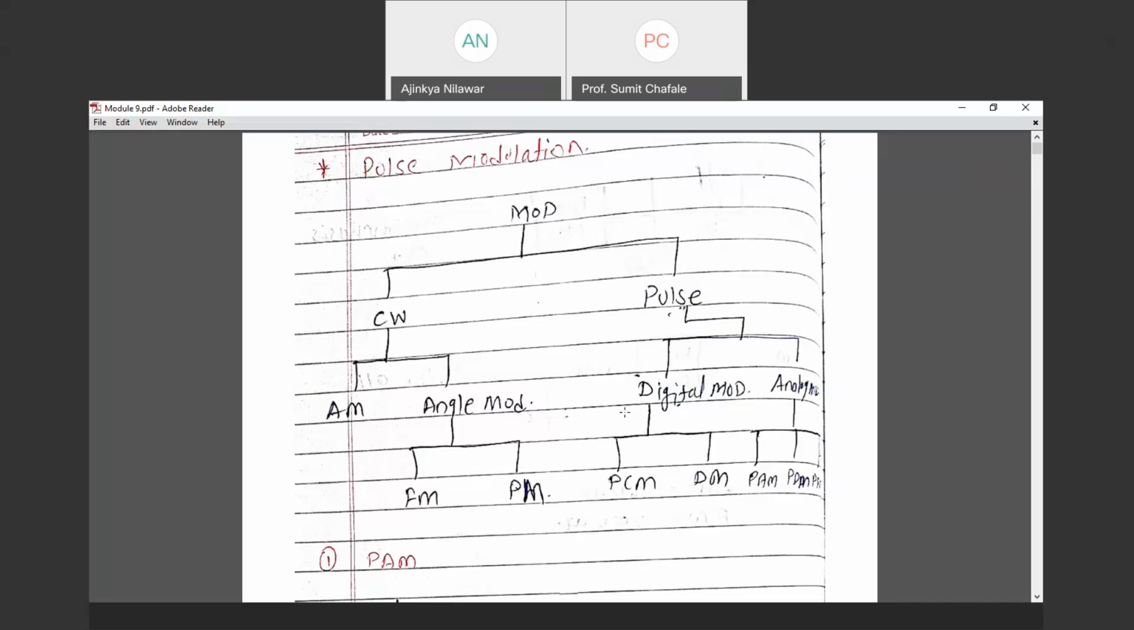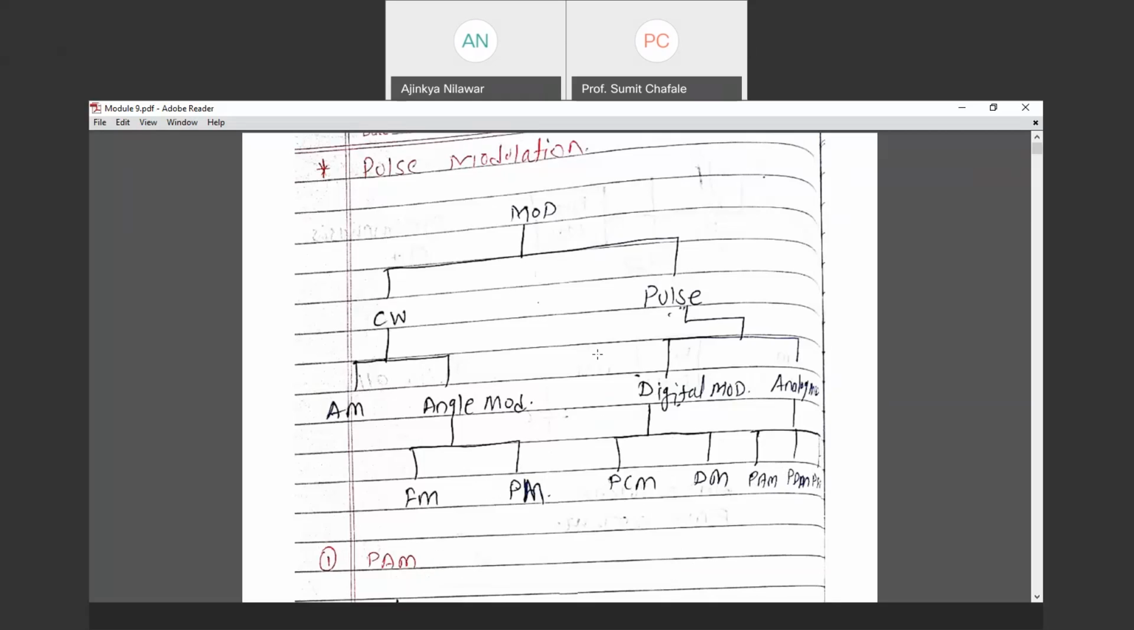What are the digital modulation schemes? Basically, pulse modulation consists of digital modulation and analog modulation. In digital modulation, we have PCM, which stands for pulse code modulation, and DM, which stands for delta modulation. In analog, we have pulse amplitude modulation, pulse position modulation, and pulse width modulation.